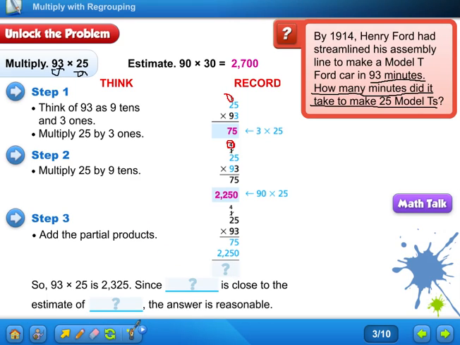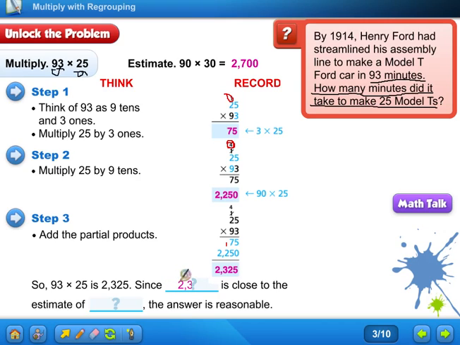Now let's add them up. So 5 plus 0 is 5. 7 plus 5 is 12. Don't forget to carry that 1 right there. 2 plus 1 is 3. 2 plus nothing is 2. So 93 times 25 is 2,325.